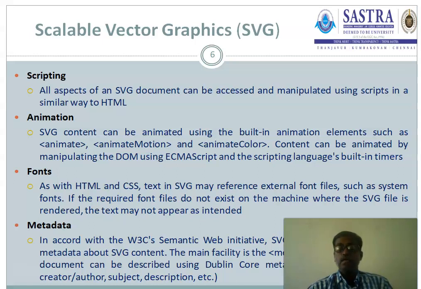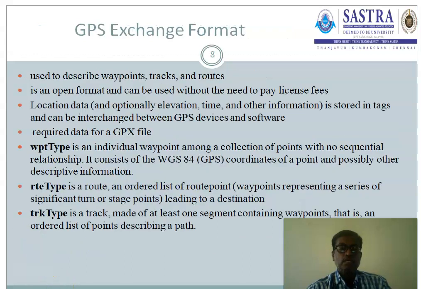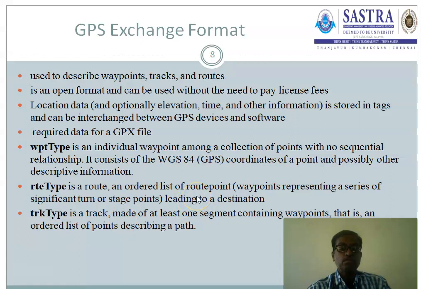Title, creator: what is the title of the document, who created the document, who is the author of the document, or what subject the content deals with, and a description of the web page or web content, and so on. All those things come under metadata information. We will see one example of an SVG file. In SVG, as usual, it starts with XML, and then XML version equal to 1.0.